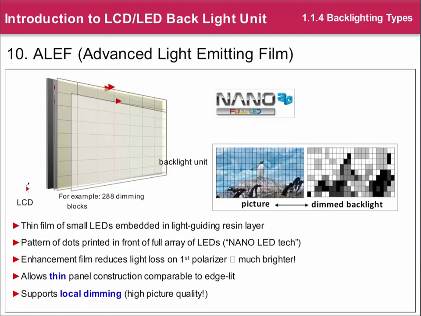As with the other full LED backlights, the ALEF is divided into a large number of equally sized blocks. For example, for 45 inches or 55 inches, the total ALEF backlight unit is composed of 240 or 288 controllable local dimming blocks.